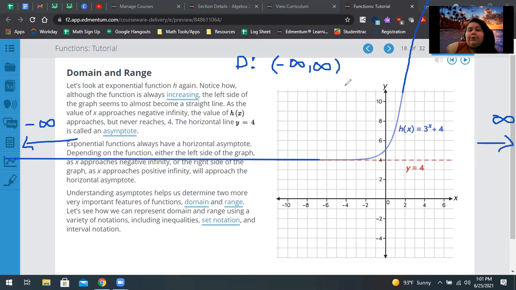There is another way you can notate this, and I'll write it right here. You can say that it's all real numbers. So it's that R with an extra line there to represent all real numbers.